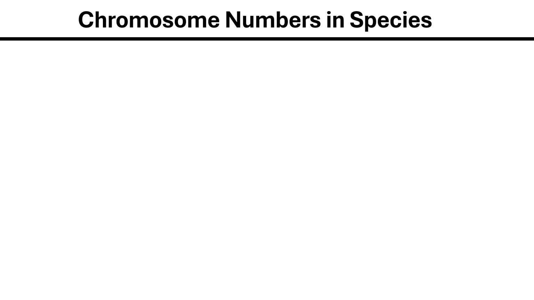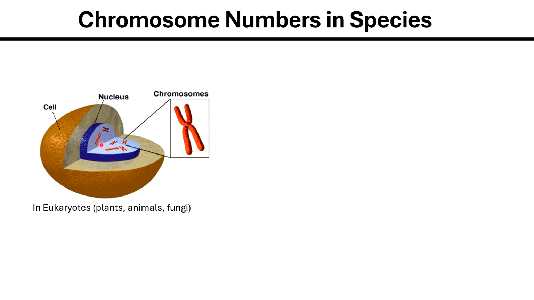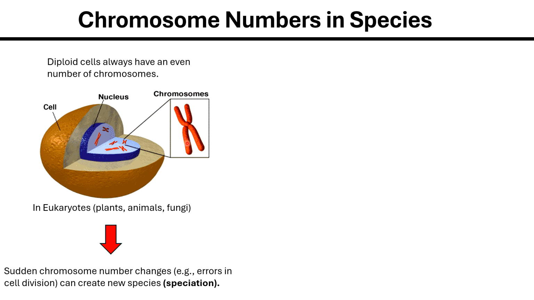In eukaryotic cells, our chromosomes are located in the nucleus of our cells. So remember that eukaryotes are plants, animals, and fungi. Now, diploid cells will always have an even number of these chromosomes, and sudden chromosome changes that can happen in situations such as errors in cell division can cause speciation that we've seen before.